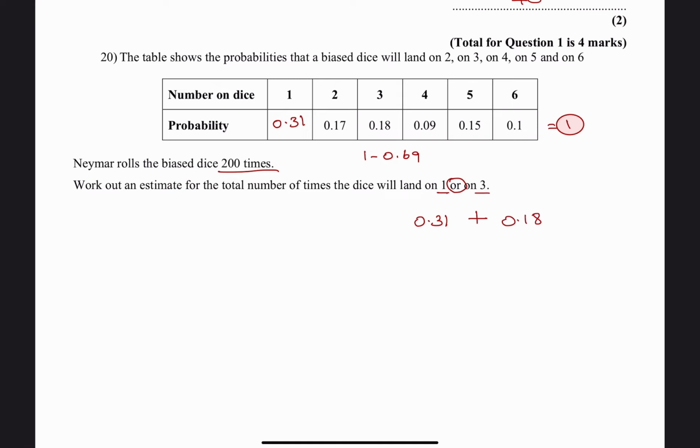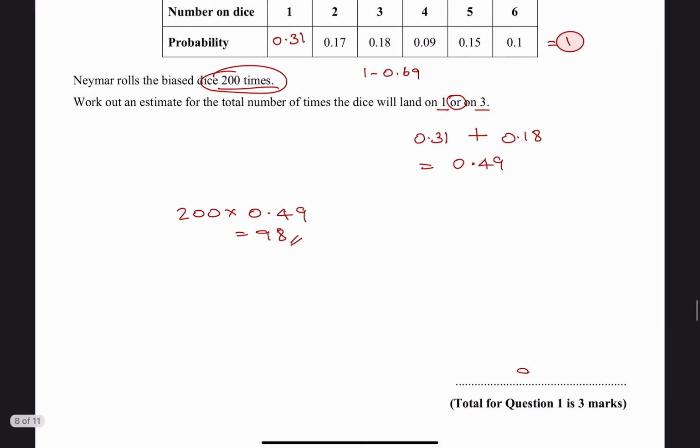What's the total probability? So 0.31 plus 0.18. What's that going to give you? 0.49. Now, you got 300 tries, or 200 tries, sorry. So what you do, 200 times, what's that? 0.49, which gives you 98. So you will land it 98 times out of that. Okay, moving on.